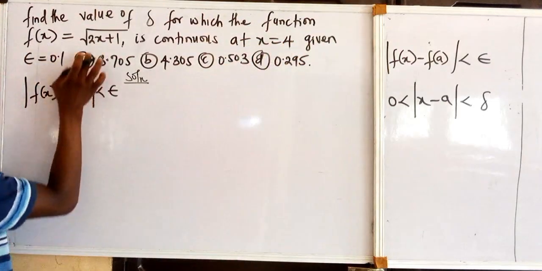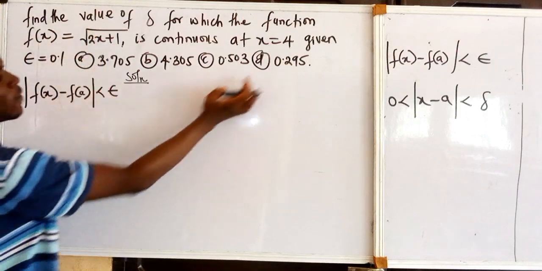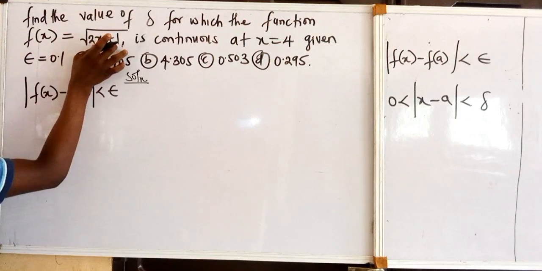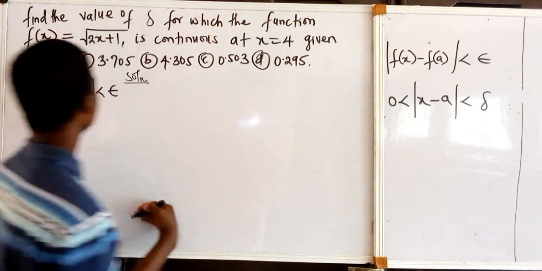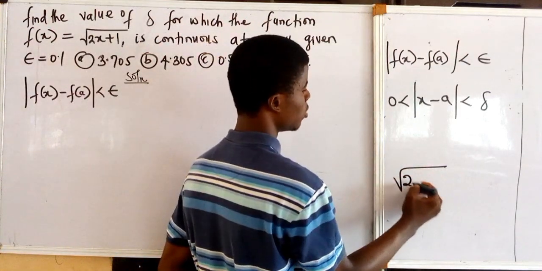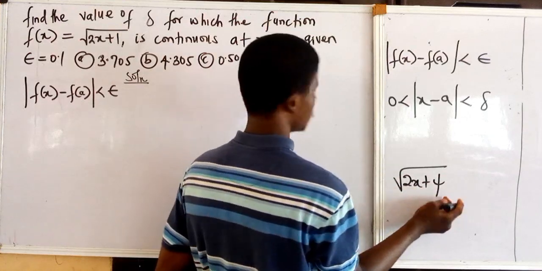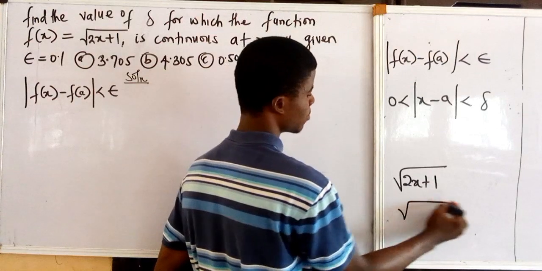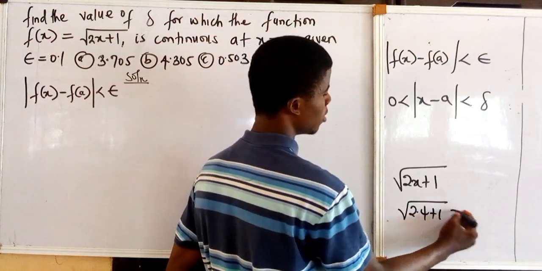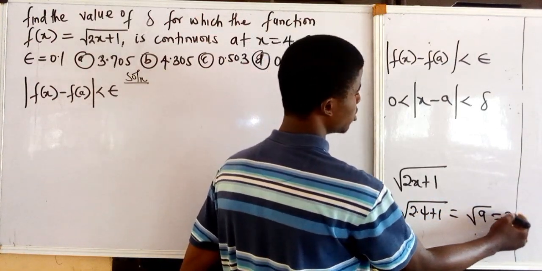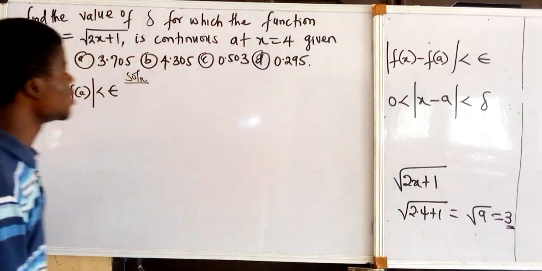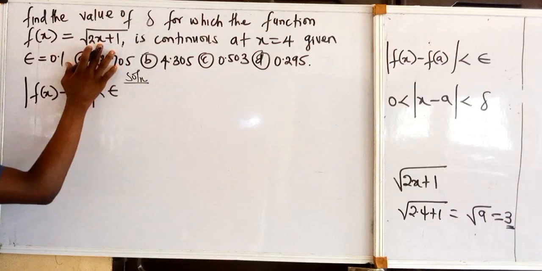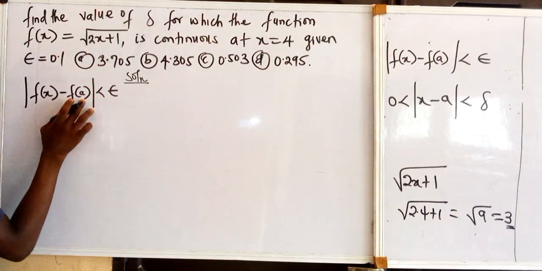So to get the limit of this function, just substitute the value of x, which is 4, into this expression, root of 2x plus 1. Sorry, at x equal to 4, that is root of 2 times 4 plus 1. This is equal to root 9, and this is equal to 3. So the limit of this very function at x equal to 4 is what? 3. So f of a is 3.